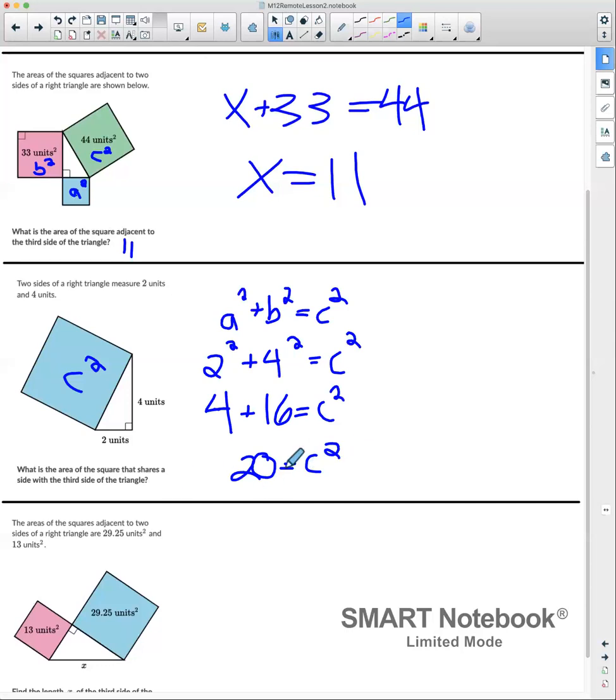And that's it. I'm just going to keep my answer just like this because we're looking for the area, which is c squared. I do not have to figure out what c is.